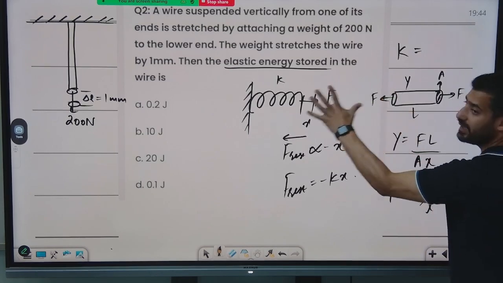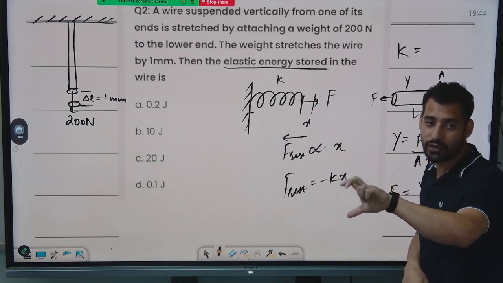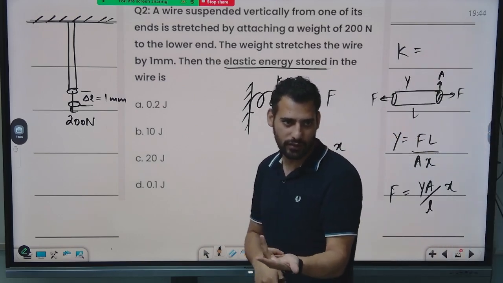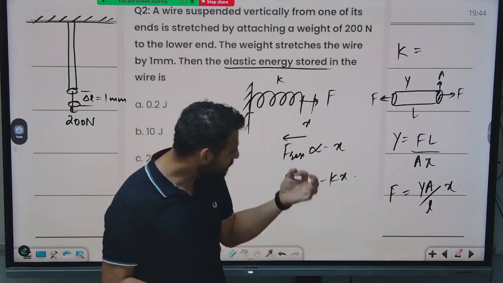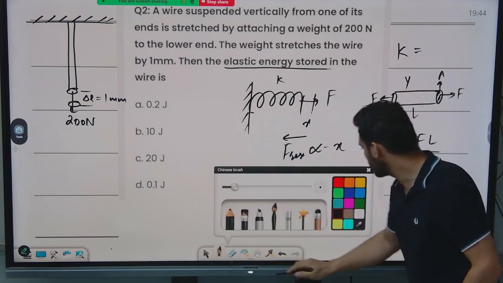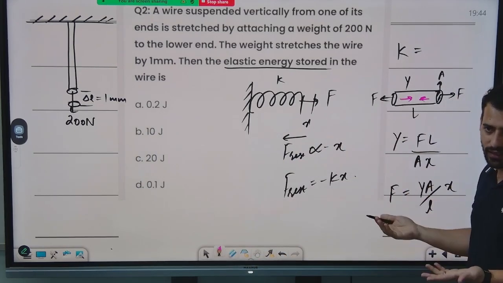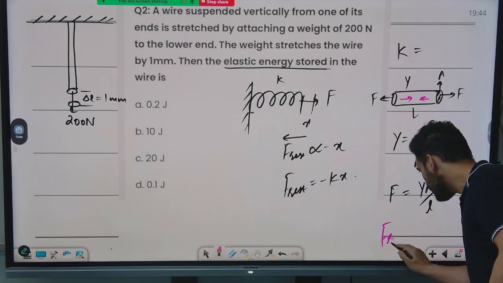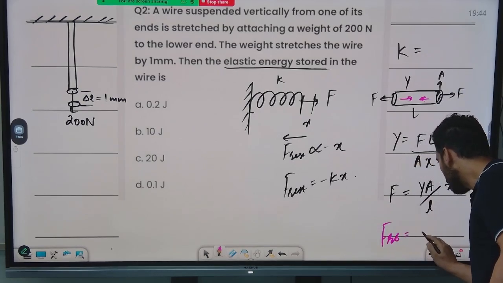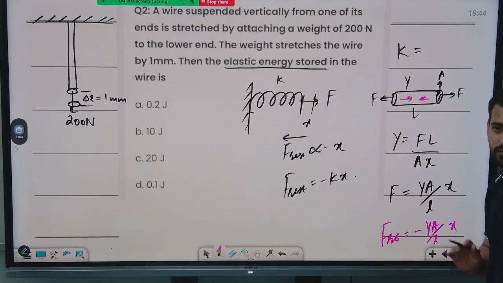But the moment you release this force, what happens to the wire? It again comes back. And what is elasticity? Tendency to regain its original form, is it or not? So that means, if I want to introduce those restoring forces which are the reason for the stress induced within the wire, then that restoring force is equal to minus YA by L times X, is it?